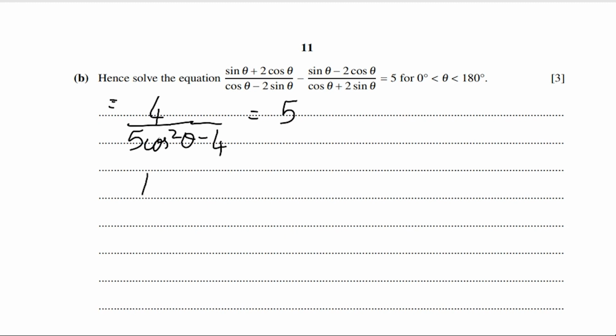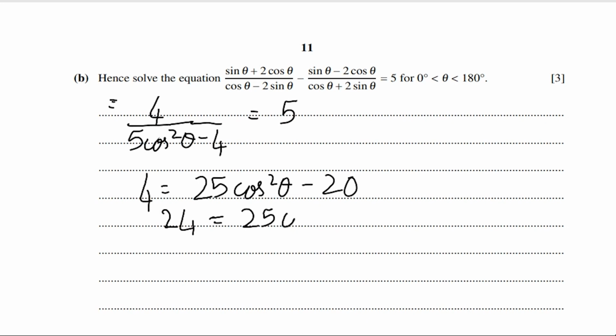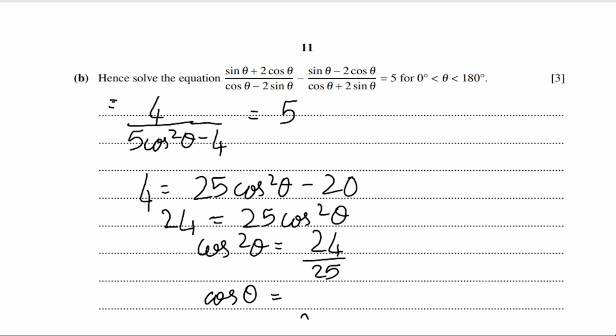4 is equal to 5 5s are 25 cos square theta minus 5 4s are 20. 24 is equal to 25 cos square theta. Cos square theta is equal to 24 over 25, and cos theta is equal to under root 24 over 25.